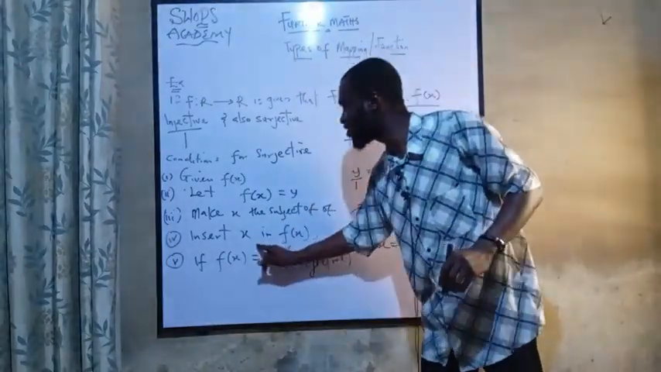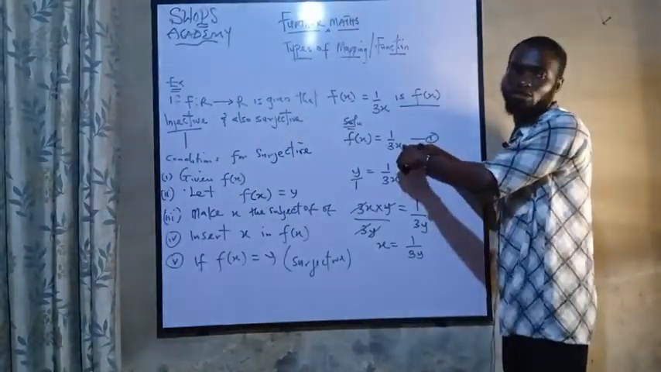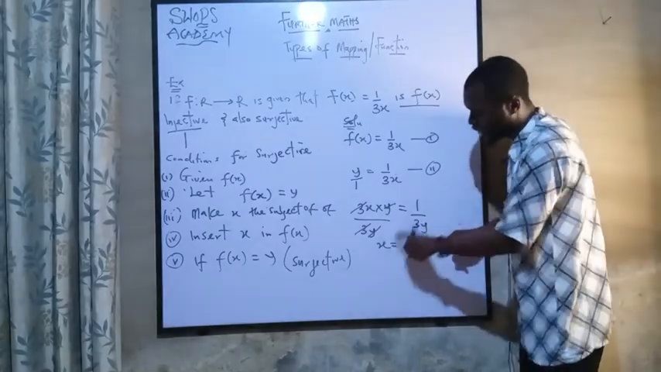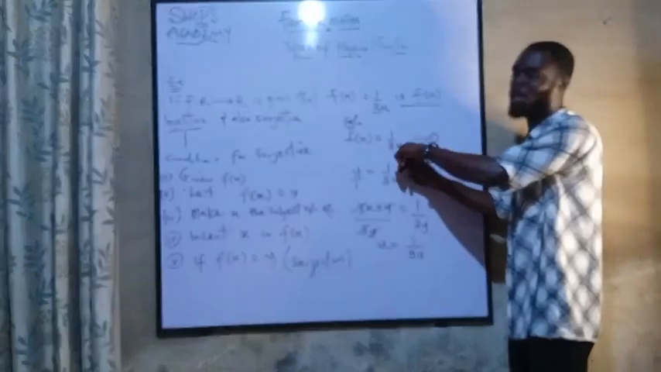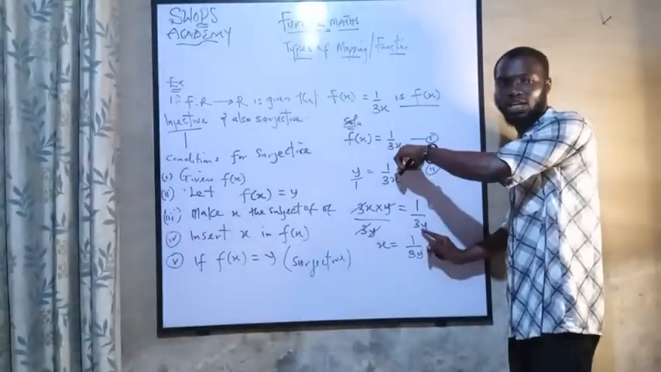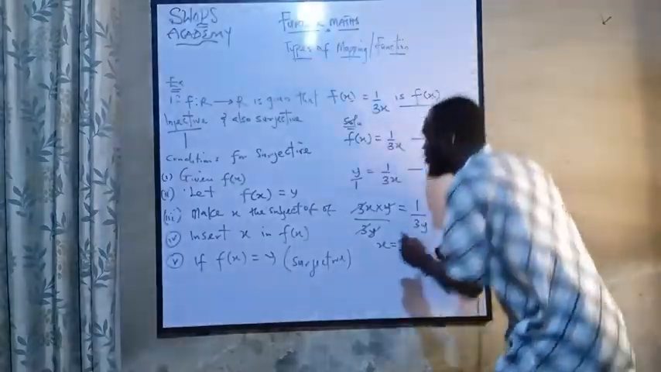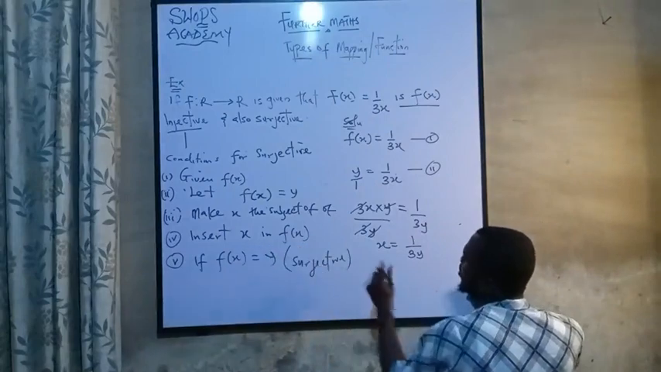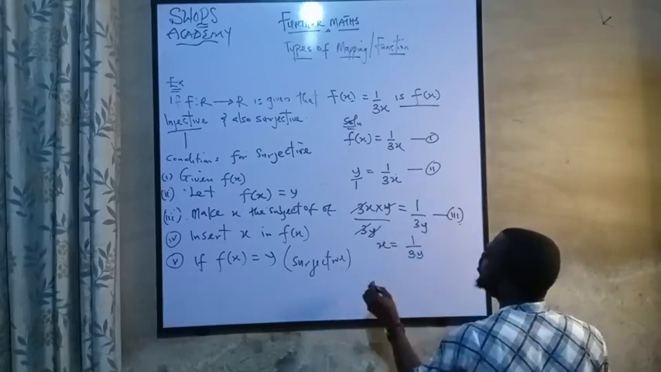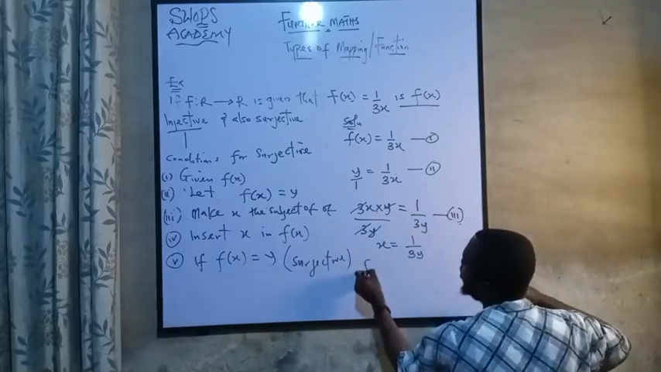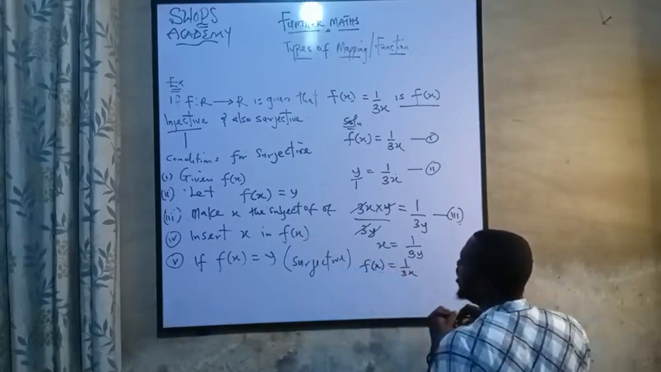Then insert x into f of x. Where is our f of x? Go back to this. What do we get for the value of x? 1 over 3y. Then whenever I'm seeing x here, I'll slot in 1 over 3y. Are we together? Now the next thing, we are under condition 4. This is condition 3, condition 4. Let's go to f of x. What is f of x? F of x equals 1 over 3x. Are we together?